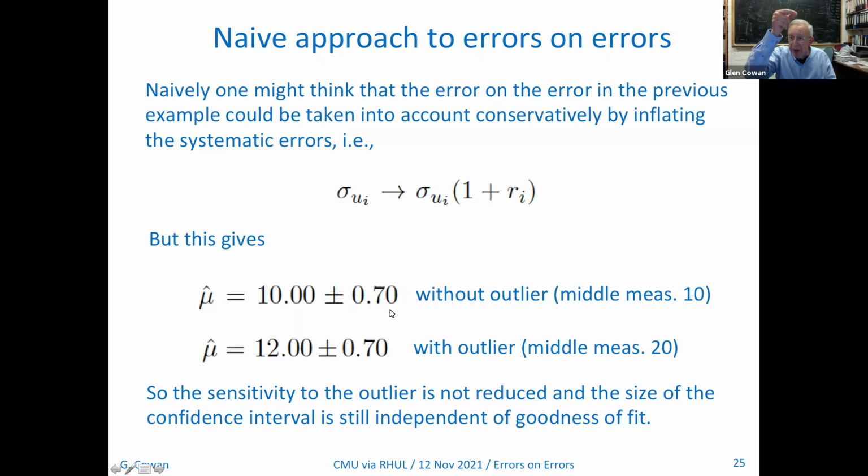On the other hand, if you do have the outlier, so that the value that was at 10 goes to 20, then of course the average gets pulled up to 12. And of course, because you're just doing a least squares average, the width of the confidence interval is oblivious to the internal consistency of the input measurements. And so you haven't really cured the problem, right? The sensitivity to the outlier is not reduced, and the size of the confidence interval is still independent of the goodness of fit. All right, so it is not sufficient to just inflate the errors.